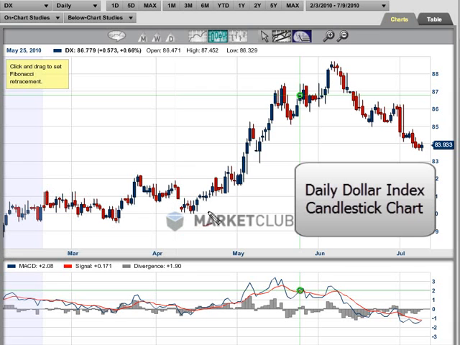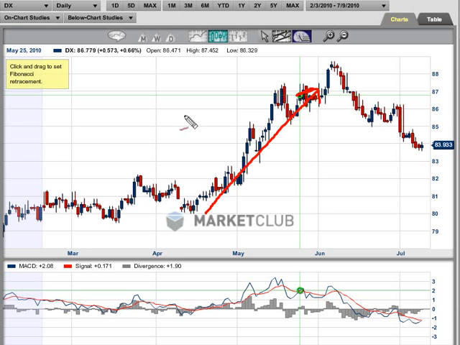As you can see, when the market's going this way, that's good for the dollar. When it's going this way, it means the dollar is losing its purchasing power. However, what I want to show you today is that we are very close, in my opinion, of potentially making a turn here. So let's just take everything off the screen, which we can do very quickly with MarketClub.